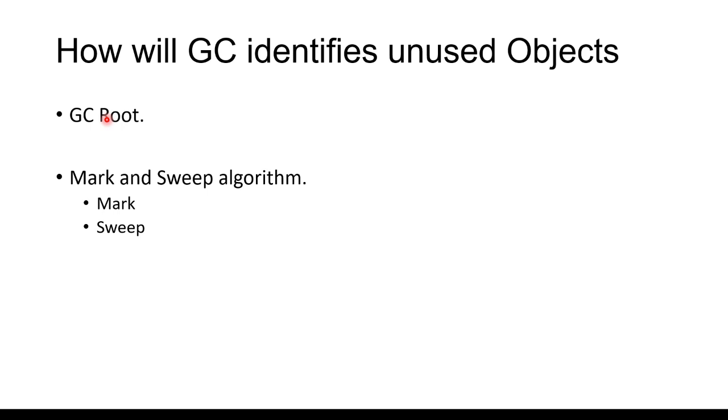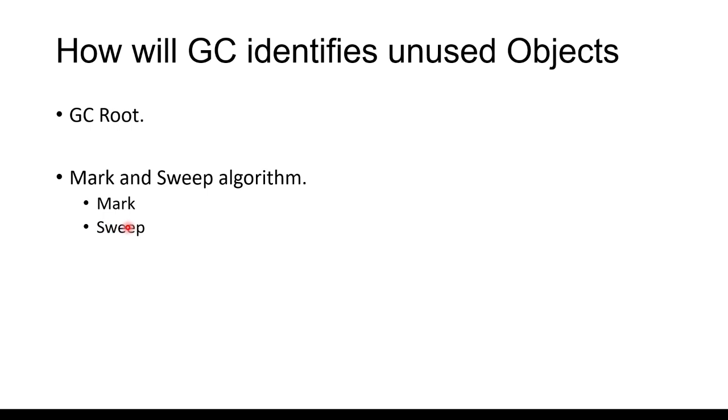So we identified how we can identify objects which are eligible for GC. Now, how will the garbage collector identify those objects? Basically, the garbage collector uses the mark and sweep algorithm to find the unused objects and clean them. This mark and sweep algorithm has two phases. The first one is the mark phase and the second one is the sweep phase.